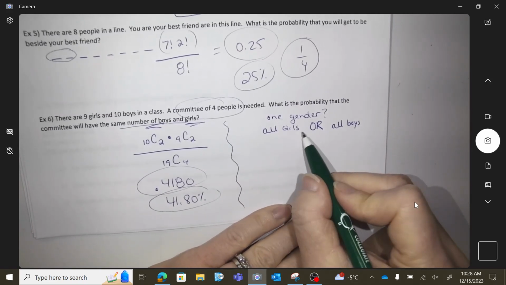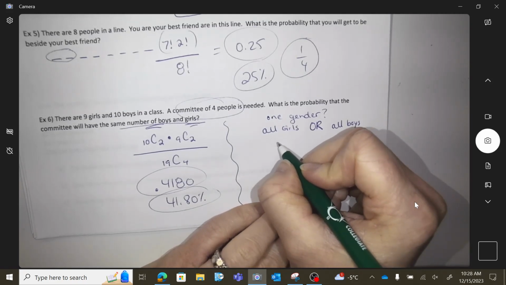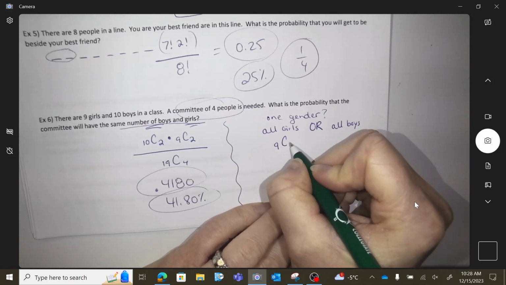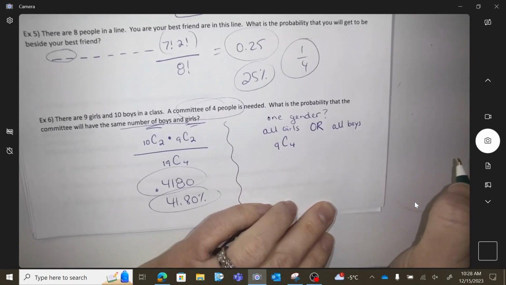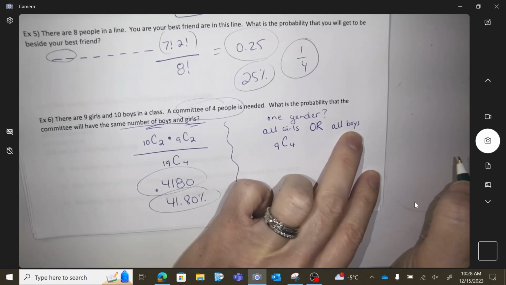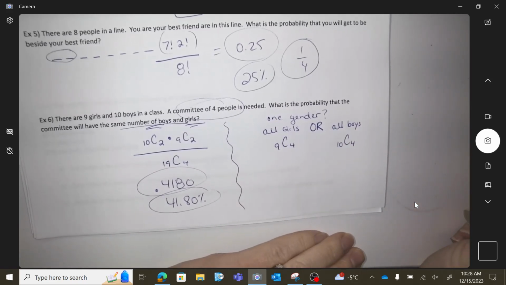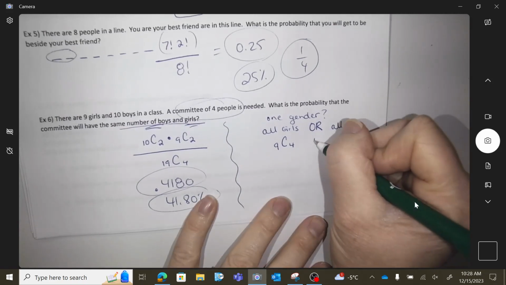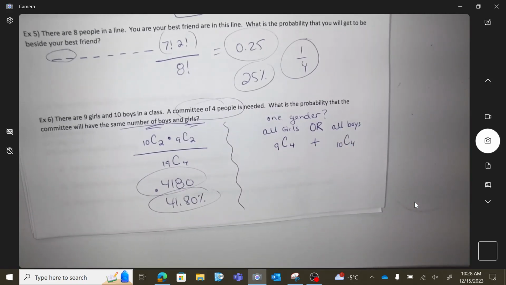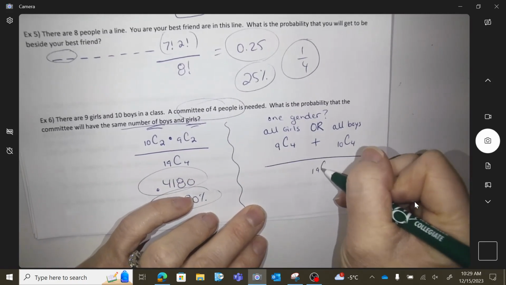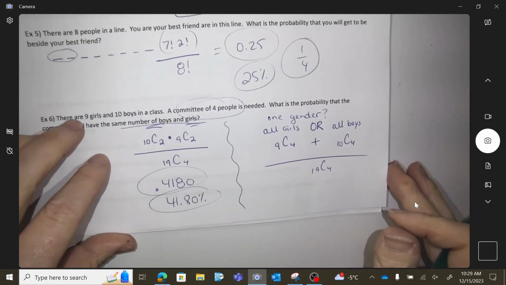So what would your committee look like if there was all girls? 9 choose 4. And a committee with all boys would have been a 10 choose 4. What would you do with that? You add, because those are different scenarios. They're not on the same committee, same time. Those are like this or separately this. Okay, we don't need to calculate it, but I just wanted to show you that process, okay?